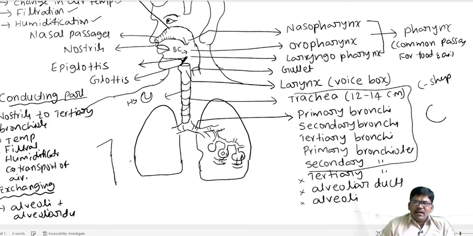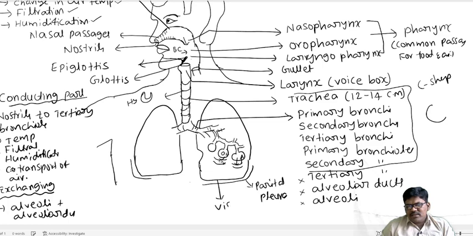Then lungs are protected by a double membranous structure that is called pleura. Outer pleural membrane is called parietal pleura. Inner pleural membrane is called visceral pleura. Parietal pleura is towards the thoracic cavity. Visceral pleura is towards the alveoli.